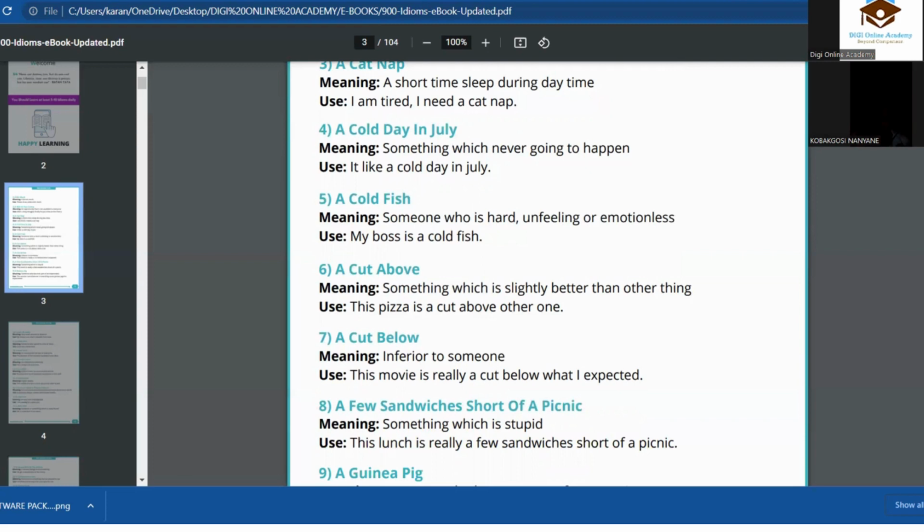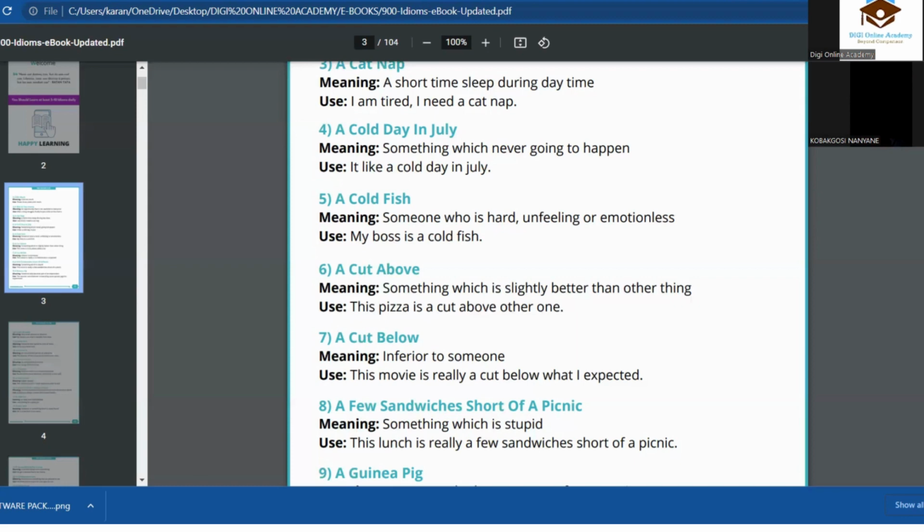Now, the eighth one: a few sandwiches short of a picnic. It means when you go to a picnic and you carry snacks, a few sandwiches are short, like you carried less. So the meaning is something which is really stupid, doesn't make sense. You can say the lunch is really a few sandwiches short of a picnic. You can also say your movie is really a few sandwiches short of a picnic, maybe which is sounding stupid.